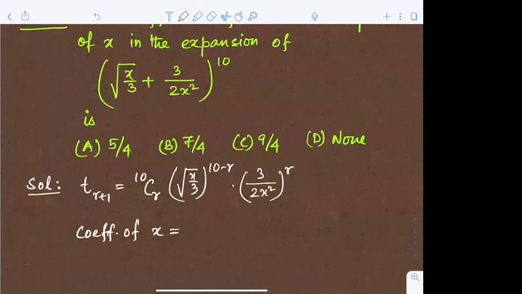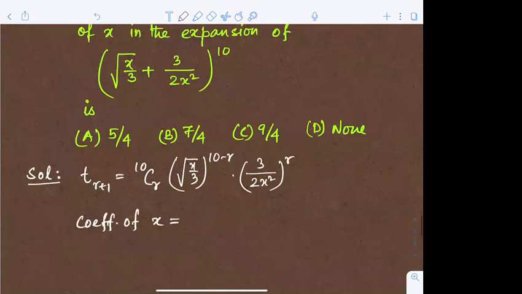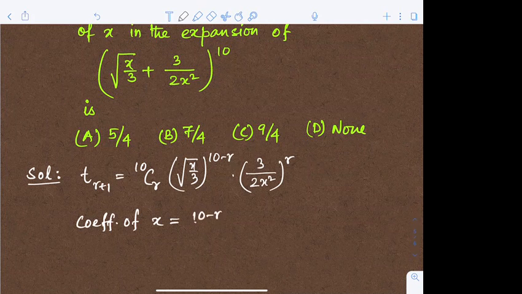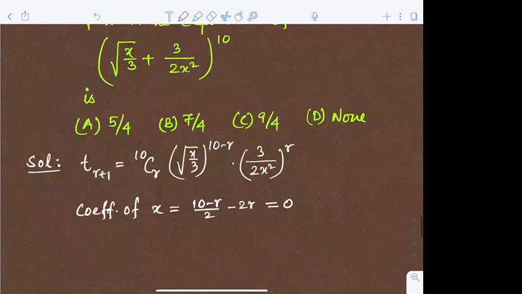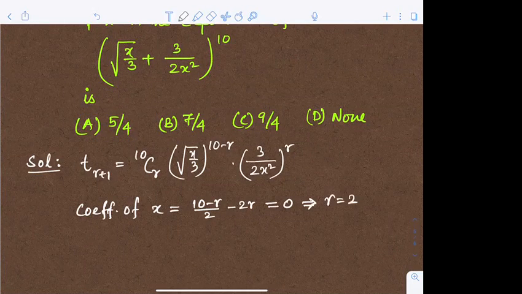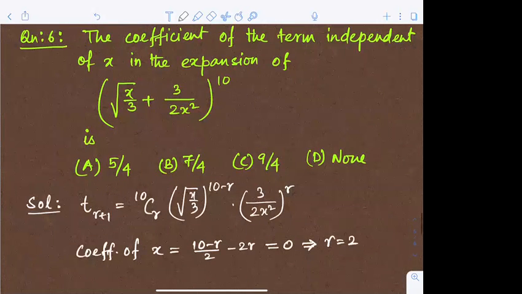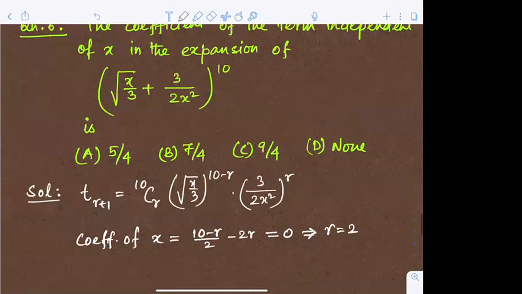equal to, what is the coefficient of x? 10 minus r by 2 from the first term, and from this minus 2r, which should be 0. That implies, what is the value of r? 10 minus 5r equal to 0, so r equal to 2. No? So if r is equal to 2, then that term is independent of x, and we just have to find the coefficient of that term. So that is the third term.